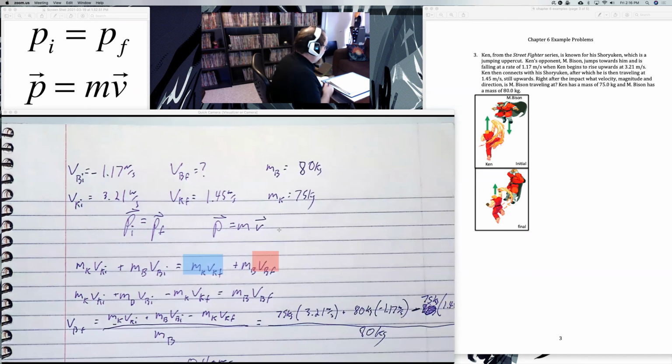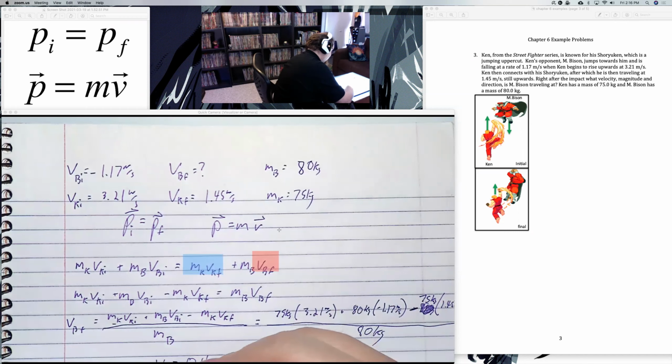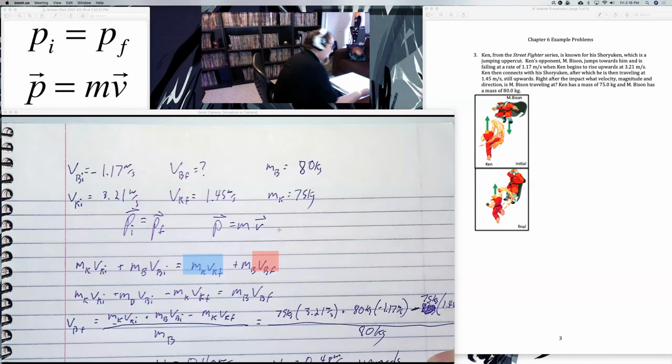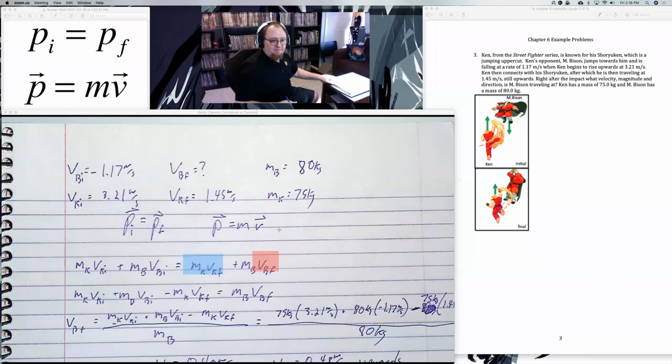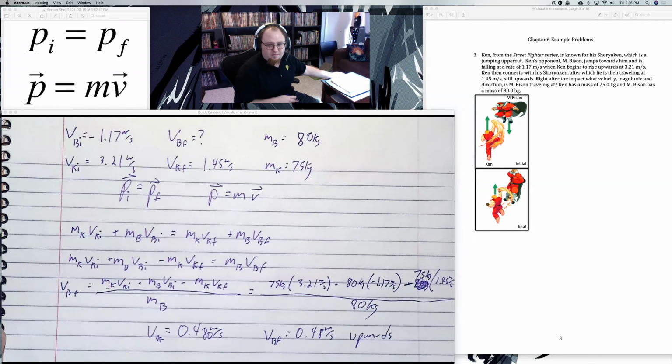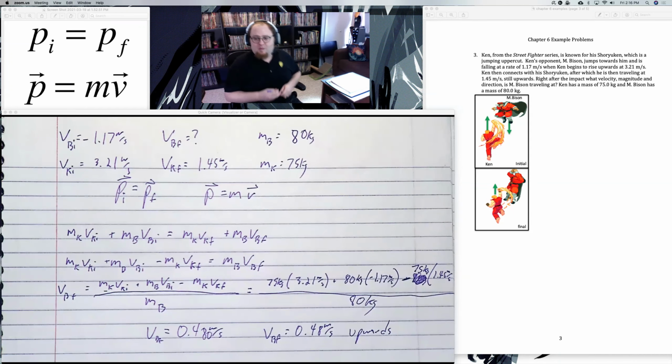And I get positive 0.48 meters per second, which means the velocity of Bison final is 0.48 meters per second and is upwards. It's upwards because it's positive. If it was downwards, it would have been negative. And yeah, he goes upwards by doing that noise that Street Fighter is wont to do.